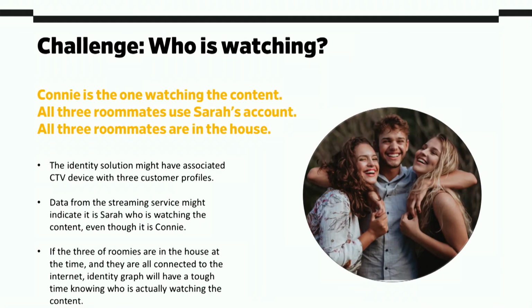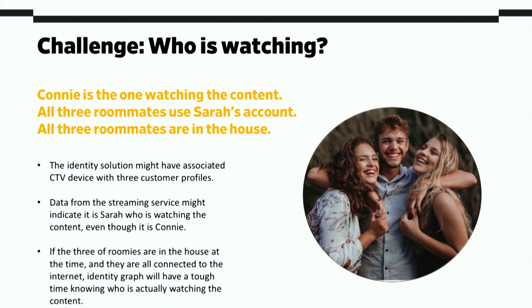So that's the challenge. Who is watching? In this scenario, Connie is watching, but she's using Sarah's streaming service, and all three roommates are home, and all their other devices are connected to the same Wi-Fi. So you actually have a really hard time identifying that it's Connie that's watching the content. And therefore, you might target her using the data from Sarah's streaming login with an ad for sports, but Connie's not interested in sports, she's interested in travel. So this is one of the major challenges of OTT.